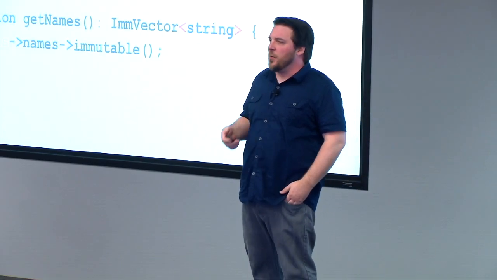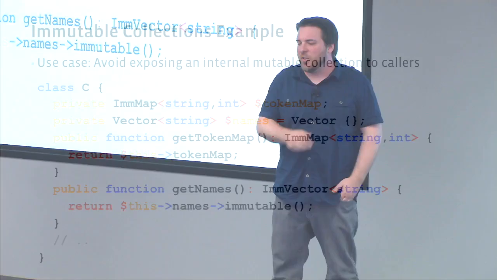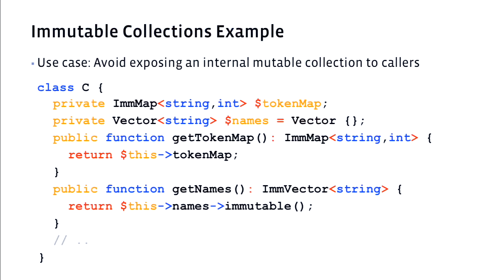So here's a quick example. Like I said, there's a couple different use cases, but I'll just show you one, which is you have a collection that you're holding internally inside an object. Here it's class C. And maybe you need to mutate it internally, maybe not. But the point is, you need to have an API that exposes the elements of that collection, but you don't want to let callers be able to mutate the collection on you. You want some protection, some compartmentalization against that.